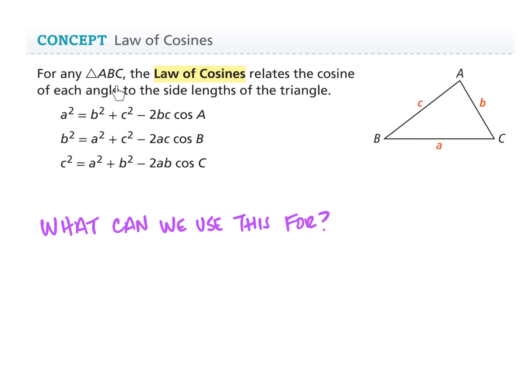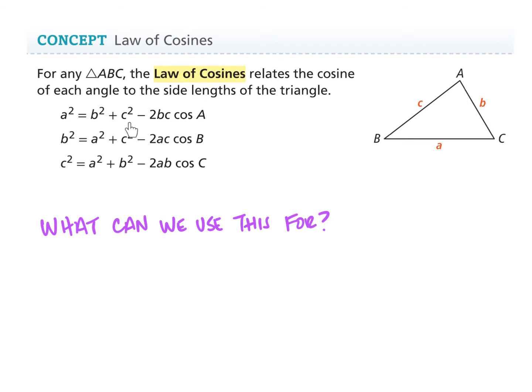So the law of cosines is similar to the law of sines in that it works for any triangle. If we call a triangle ABC that has side length A across from angle A, side length B across from angle B, and side length C across from angle C, if we look at that triangle, there's a relationship between the cosine of any angle in that triangle and the side lengths that make that triangle.